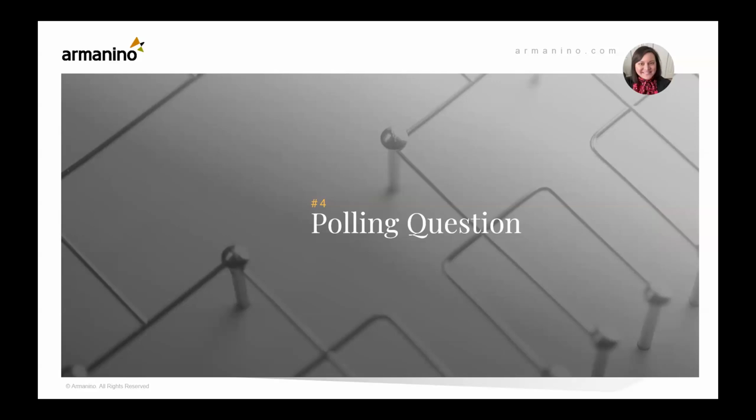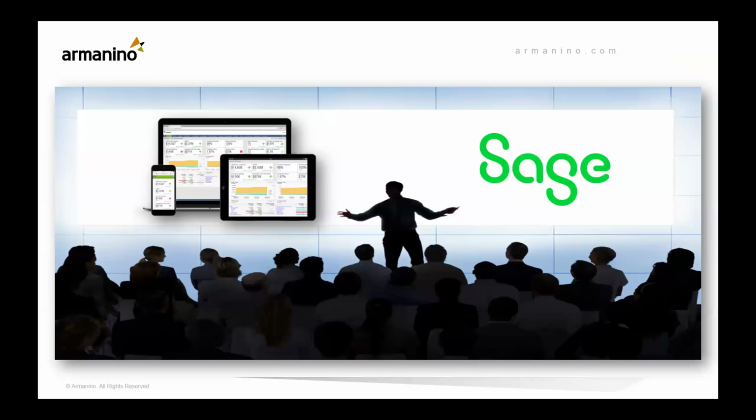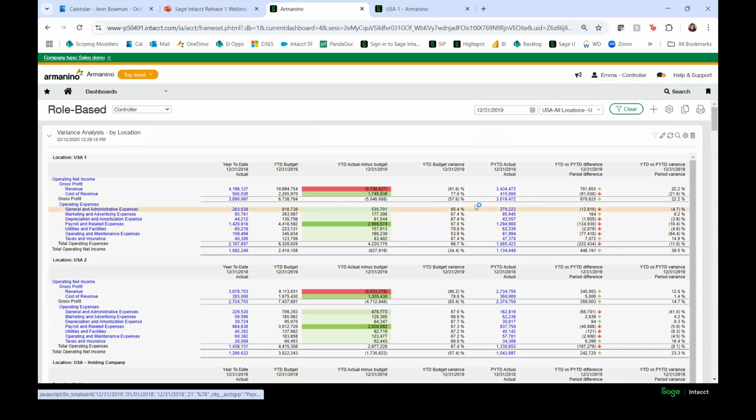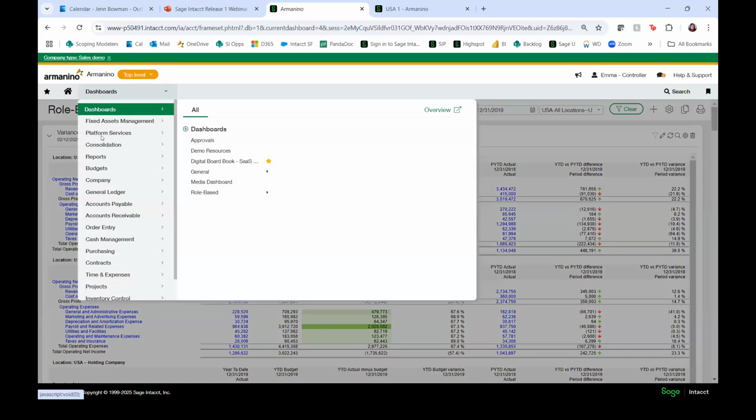So I will go ahead and show you how. All right, here we go. What I did here was I went into the library and I installed them, and then I put them on my controller dashboard. The way I did this was I just picked the variance analysis by location report, but I will show you how to navigate to the library.